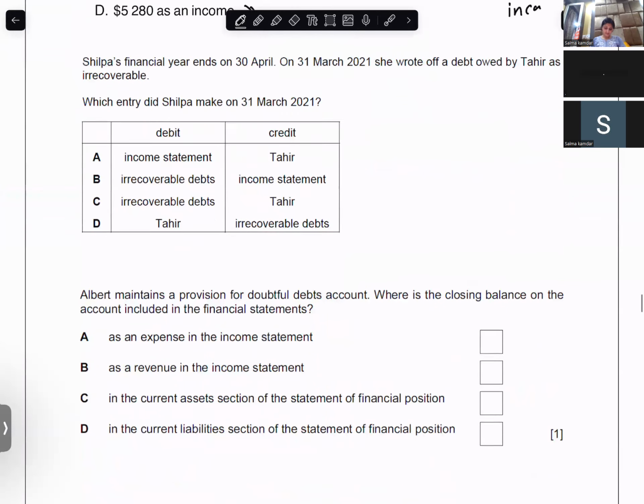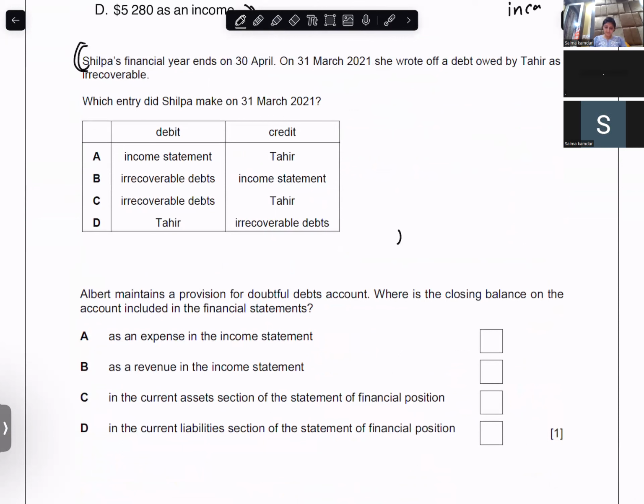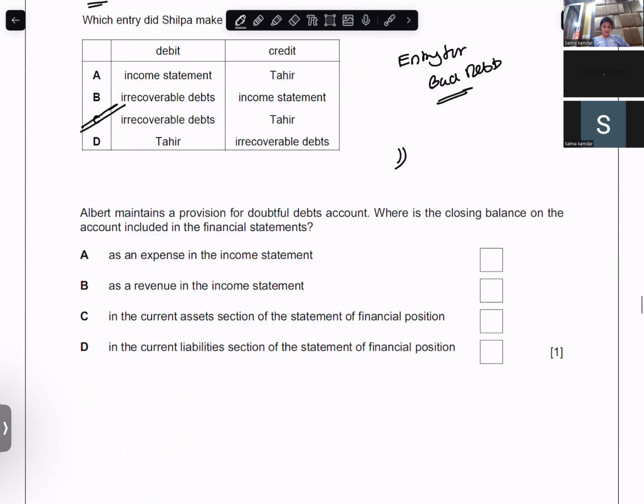Okay. Can you read this? Yes, miss. Shilpa's financial year ends on 30th April. On 31st March 2021, she wrote off a bad debt owed by Tahir as irrecoverable. Which entry did Shilpa make on 31st March 2021? Entry for bad debts: bad debts debit and Tahir credit. Next one.